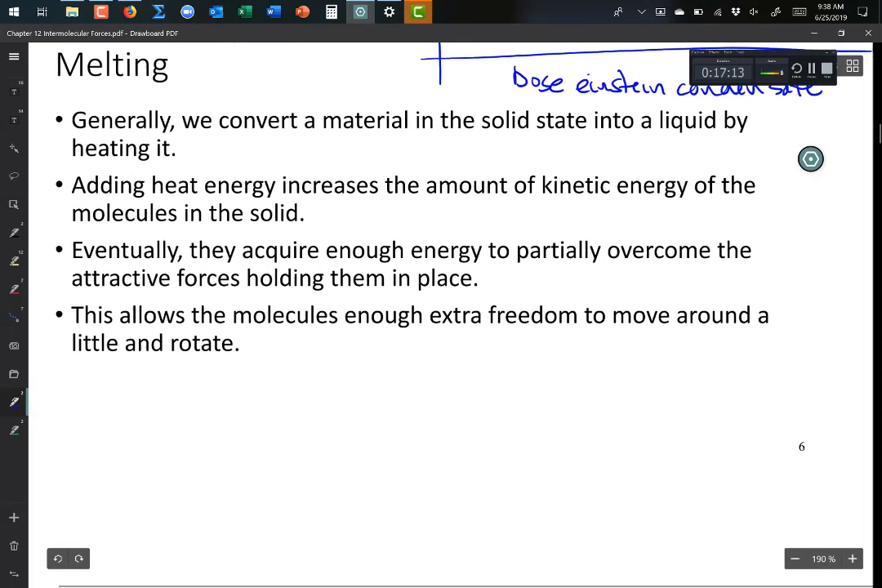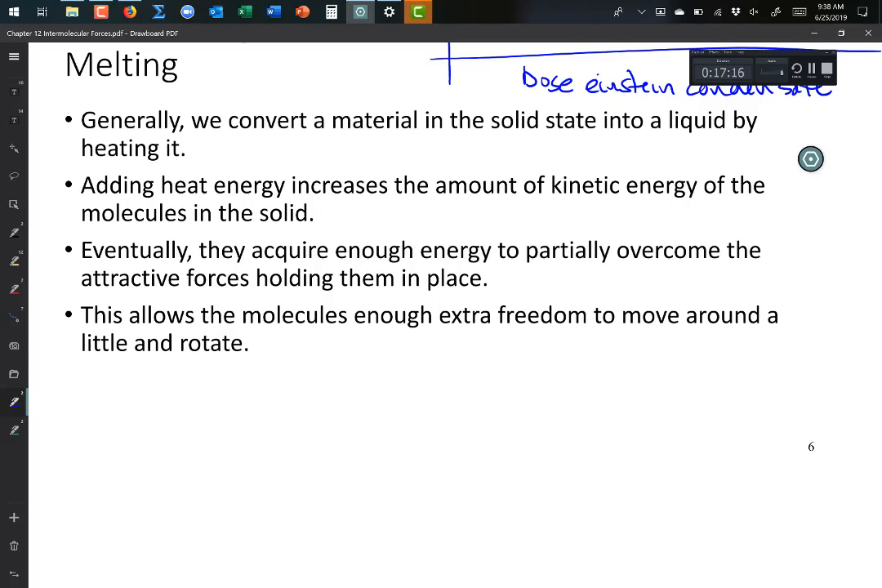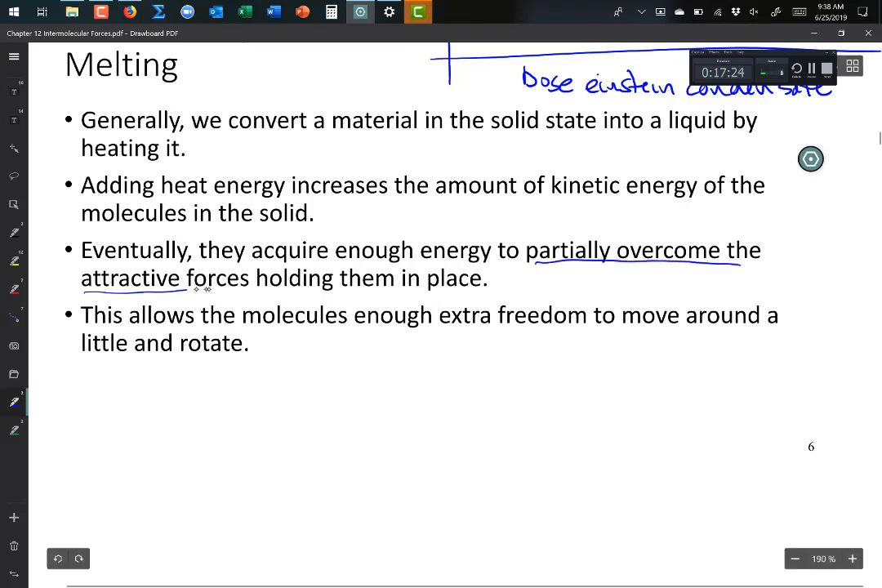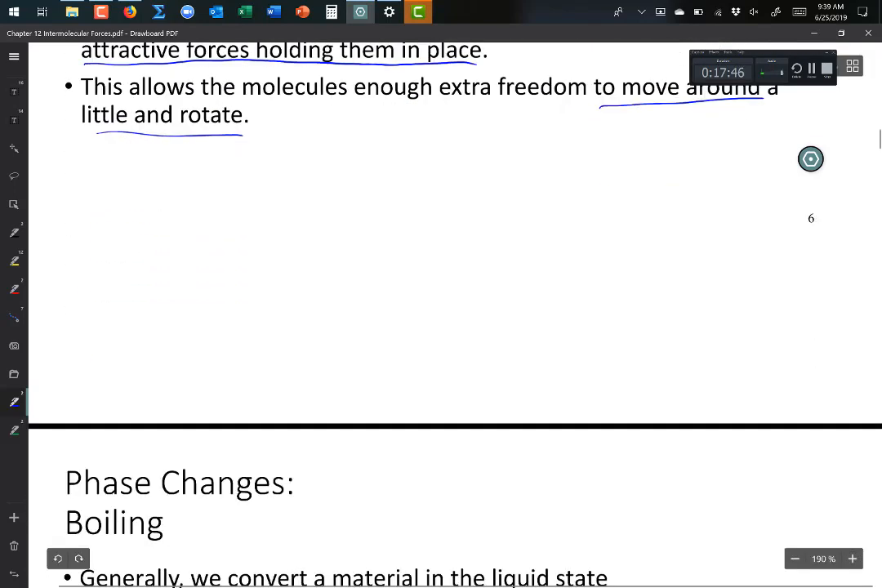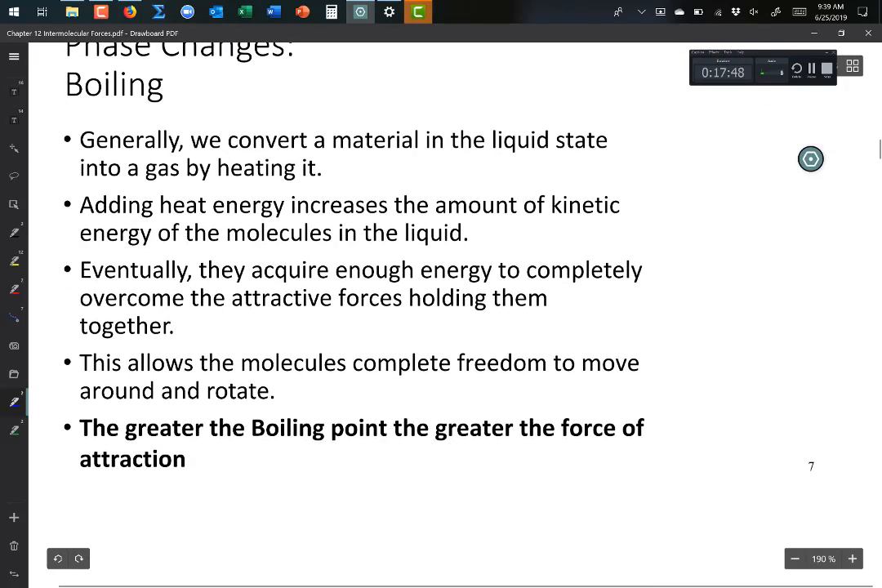So just some of the details in the melting process. What that energy does is it allows the particles, the molecules of the solid, to partially overcome the attractive forces that hold the solid together, and then gives it enough energy that they can move around each other. It says move around a little and rotate. So water molecules and all molecules of a liquid vibrate and rotate and move around. We can actually measure all those things, by the way. You can measure their rotational frequencies and vibrational frequencies, all that kind of stuff.